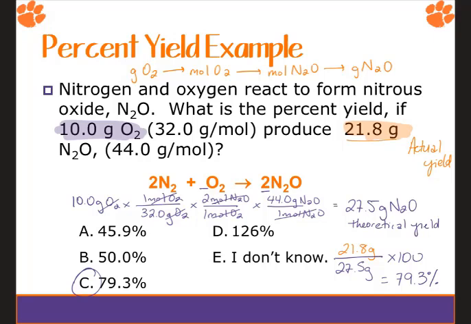The only thing you have to recognize here is that since they give you an amount that you collect, you have to remember that's the actual yield. And then since they give you one of the reactants, you have to calculate the theoretical yield and then compare them.